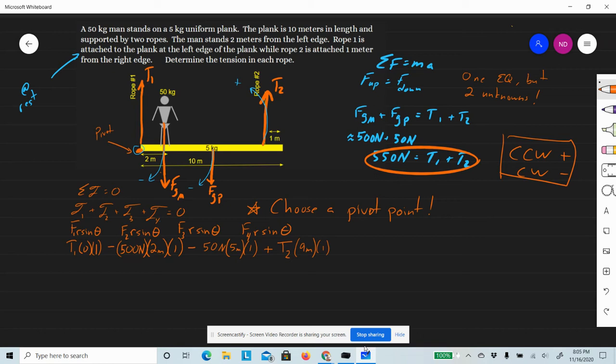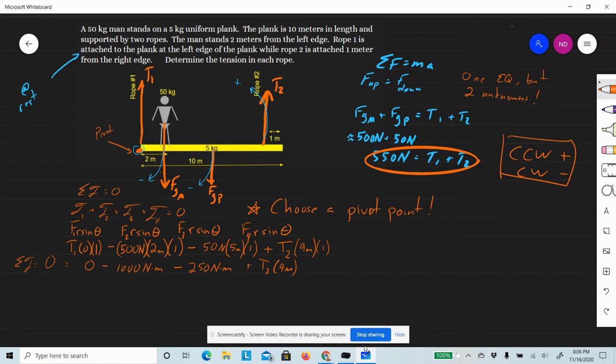What's nice here is that making that your pivot point, one of your unknowns goes away, so you get 0 minus 1,000, 500 times 2 is 1,000 Newton meters, minus 50 times 5 is 250. 250 Newton meters plus T2 times 9 meters. All this equals 0. That's the sum of the torques. Sum of torque is 0.